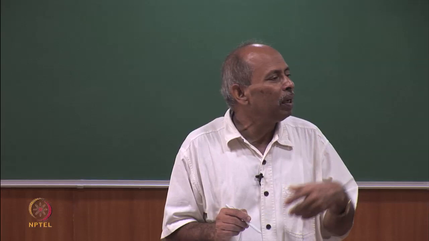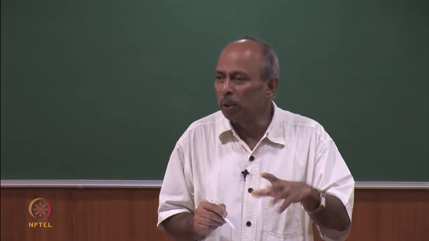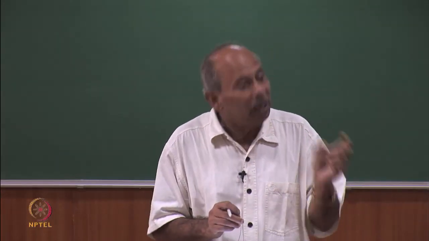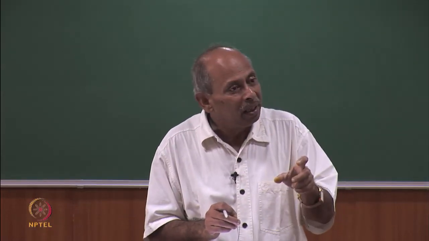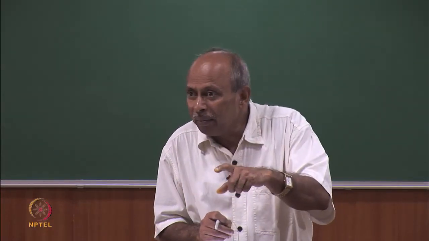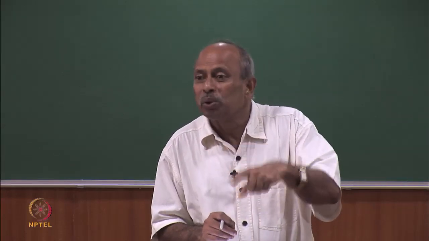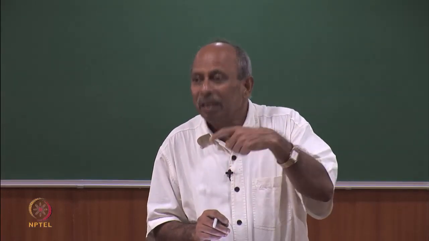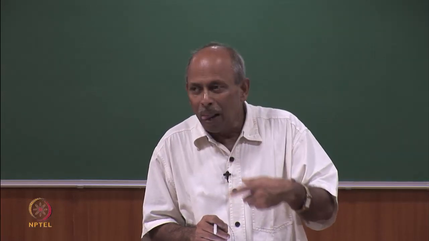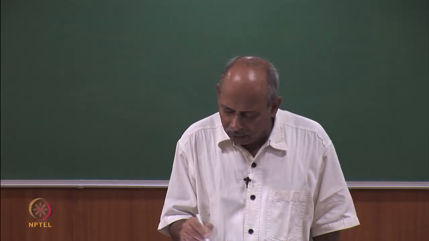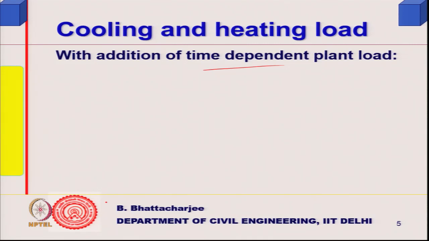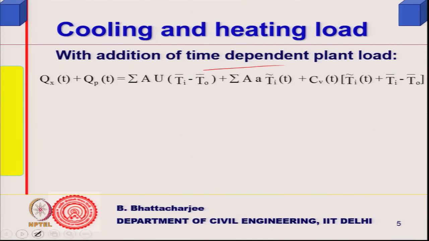We use the same 25 equations in the same manner, because now for certain period of time my Ti is known, for certain other period of time Ti is unknown. So, I got to solve for those hours. So, I can do it. So, that is with addition of time dependent plant load. So, if I want to find out time dependent plant load, so same thing, supposing I have a plant load, same Qx that I talked about, I add Qp to it, and that must be equal to the same, right.